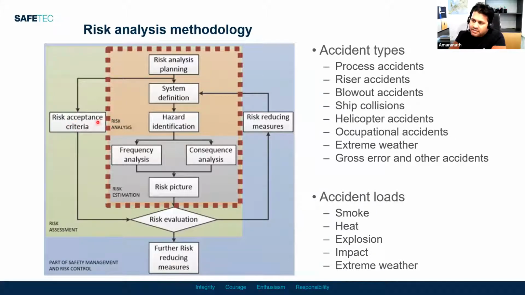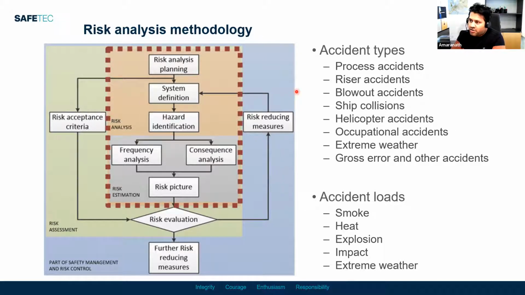So this is the general risk analysis methodology that we use in offshore risk calculations. It can be different, but we will have these key elements in risk analysis calculations. When it comes to offshore risk analysis, we have different types of accidents that we need to consider.